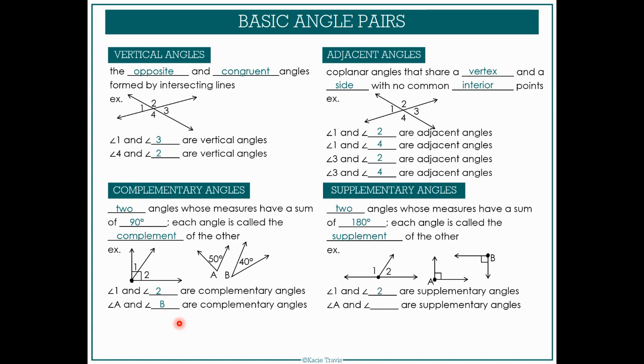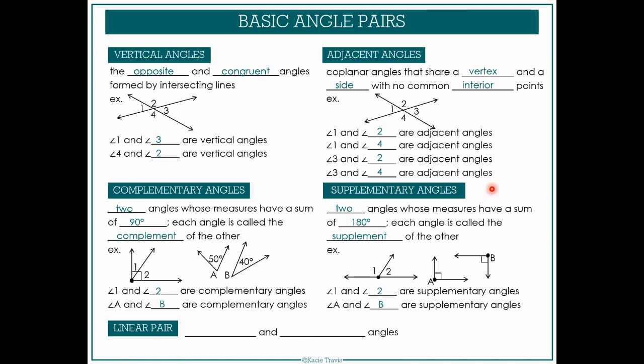So, 1 and 2 are supplementary. You also have over here angles A and B. Those are both 90-degree angles. 90 plus 90 is 180. So that means that angles A and B are supplementary. Sorry, not 180, supplementary. All right, last thing that we got is this definition for linear pair.